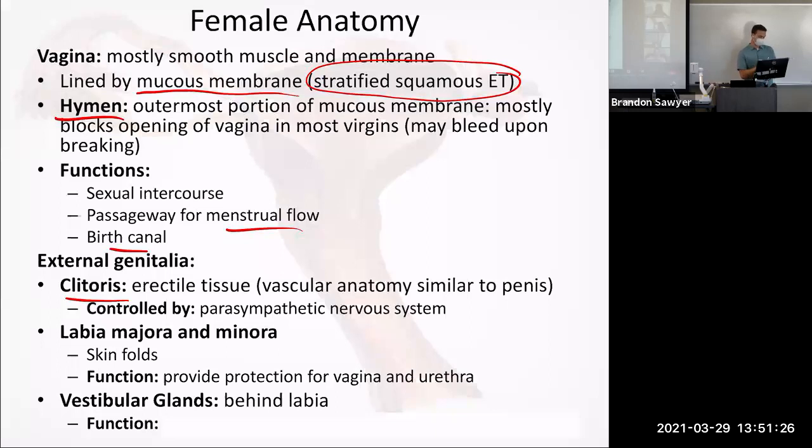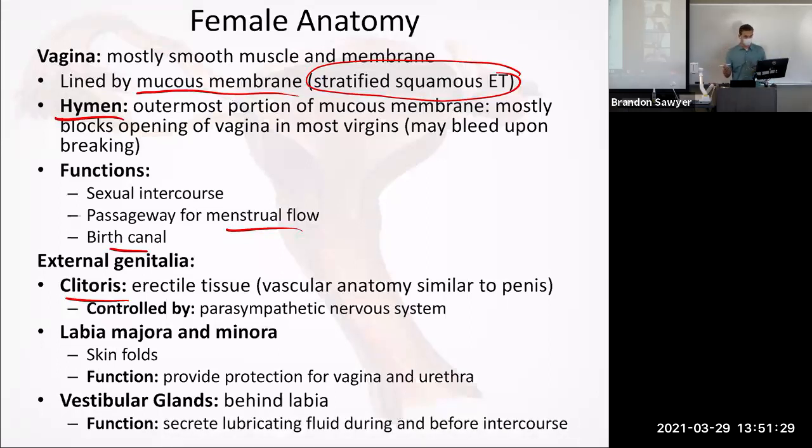And then there's the vestibular glands, which are behind the labia. There's a bunch of different ones, just clump them all together for the purposes of this class. They have the job of secreting lubricating fluid before intercourse as well as during intercourse. Okay, give you a sec to finish writing that down. If you're done writing that down, you can go to the next slide and start labeling that diagram.